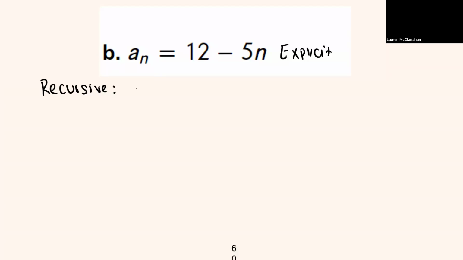Okay, so recursive, pretty easy. A_n equals A_(n-1). All you have to do is attach on your common difference slash slope, which is right here, minus 5. And then you can do a little semicolon. A1, oh, sorry, I messed up on that other one. A1 was definitely not 8. My bad, guys. We found your first term by plugging in 1. So we're going to find our first term here in just a second.